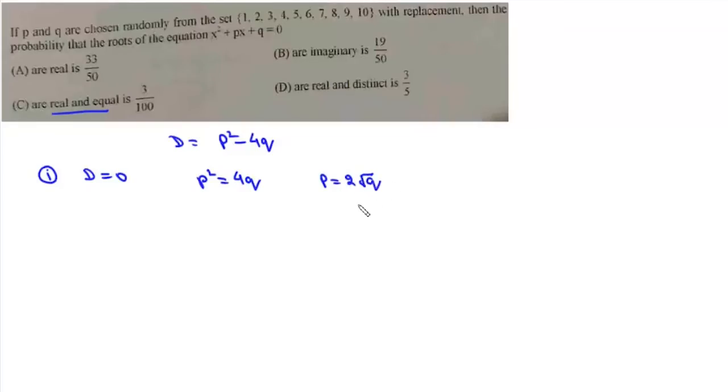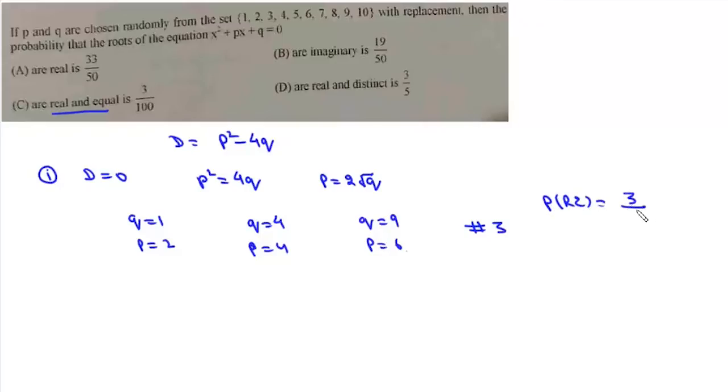Now in this, Q has to be a perfect square. So in this case, the values of Q which are possible is Q can be 1, Q can be 4 and Q can be 9. Now if we take Q as 1, we get P as 2. If we take Q as 4, we'll get P as 4. And if we take Q as 9, we'll get P as 6. So these are the 3 cases possible. So this required probability that they are real and equal will be this 3 divided by total number of ways. Now for P we have 10 choices and for Q we have 10 choices. So that will be this 3 by 100, and that's your option C.